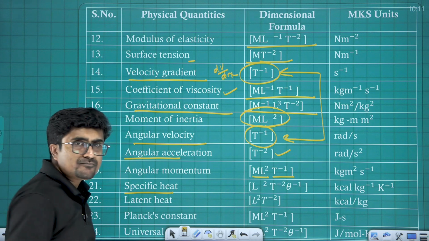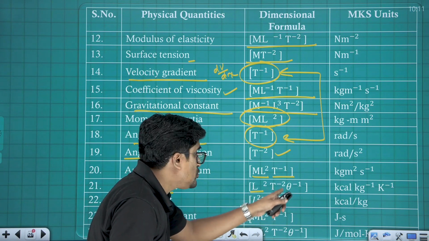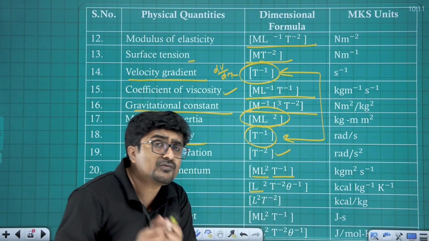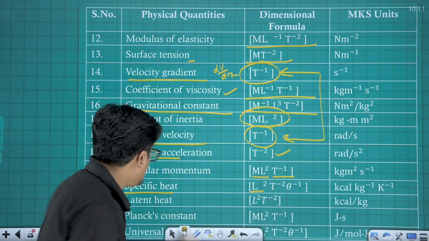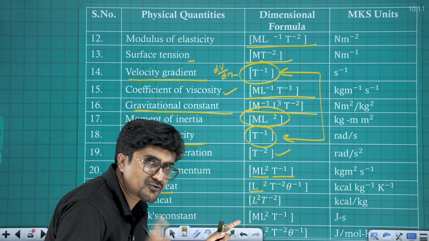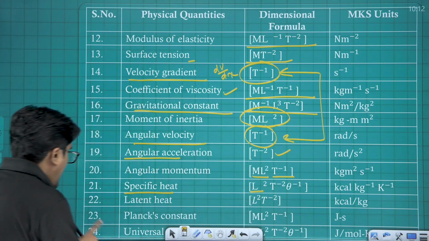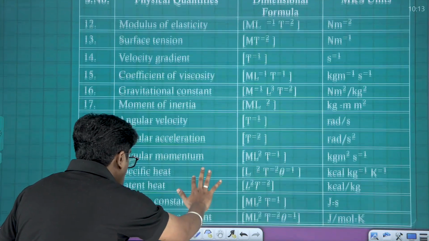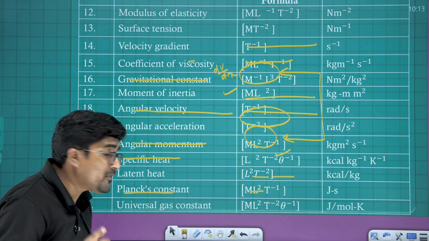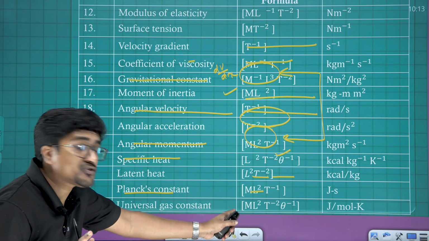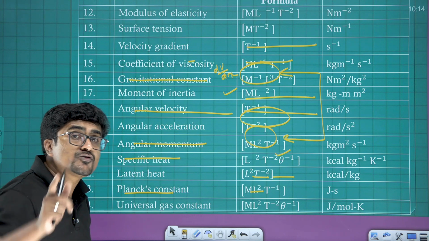Next is specific heat. Specific heat has the dimensional formula ML square T raised to minus 2 theta raised to minus 1. And here I am using the dimensional equation for temperature as theta. All right. Next is latent heat, that is L square T raised to minus 2. Next is Planck's constant, that is ML square T raised to minus 1. And the last one is universal gas constant. There we have the dimensional formula ML square T raised to minus 2 theta raised to minus 1. I repeat, ML square T raised to minus 2 theta raised to minus 1.